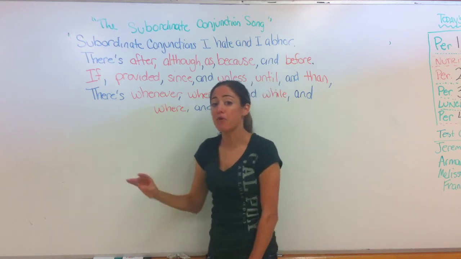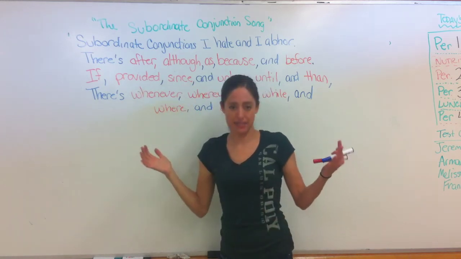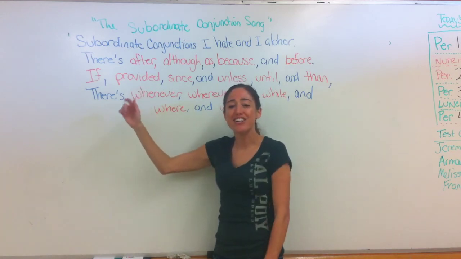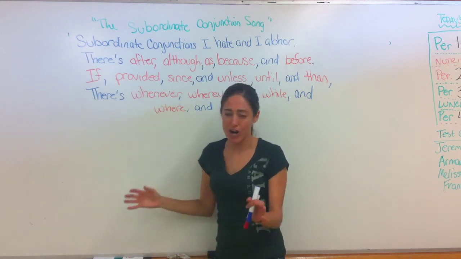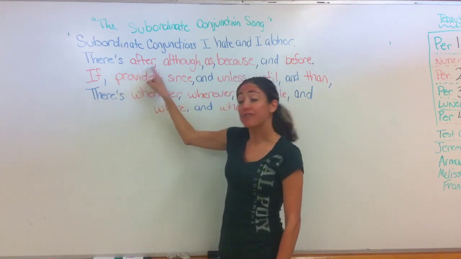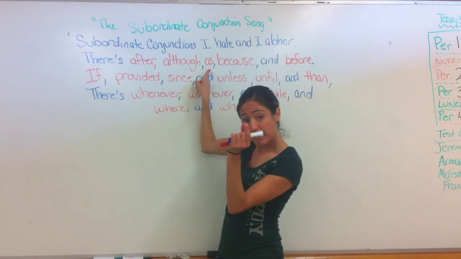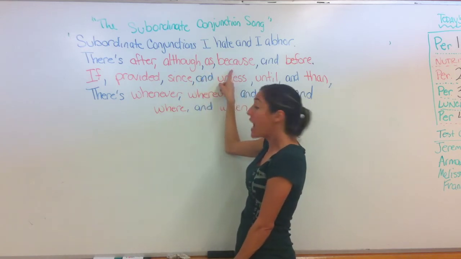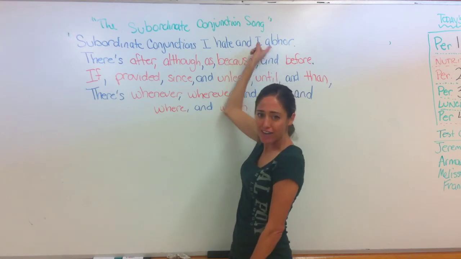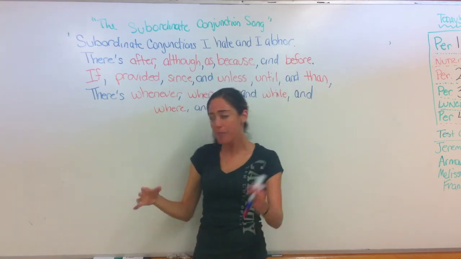Easy to memorize. First line, you say what it is. Subordinate conjunctions. How do you feel about them? I hate them. Subordinate conjunctions I hate and I abhor. And then I start naming them. A's and B's in the second line. There's after, although, as, a little short one in the middle. And then your two B's, because and before. And look at before rhymes with abhor. So you have a little bit of a connection, help you memorize.